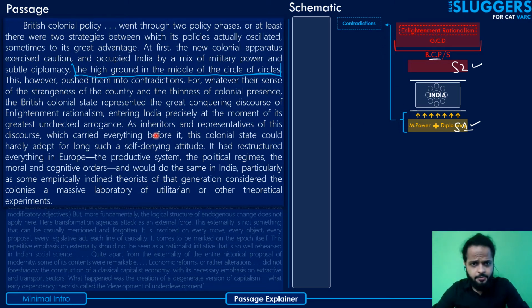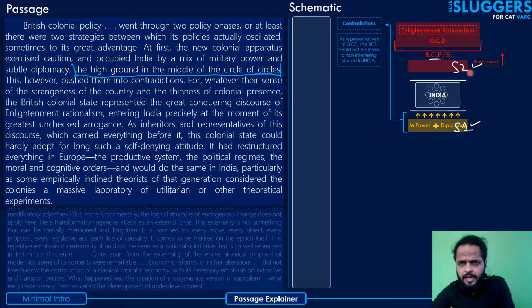Okay, so as inheritors and representatives of this great colonizing discourse, they found it difficult to adopt such a self-denying attitude for so long. Okay, it had restructured everything in Europe. The British colonial state had already restructured everything in Europe. Okay, and then what were those items that it had restructured?